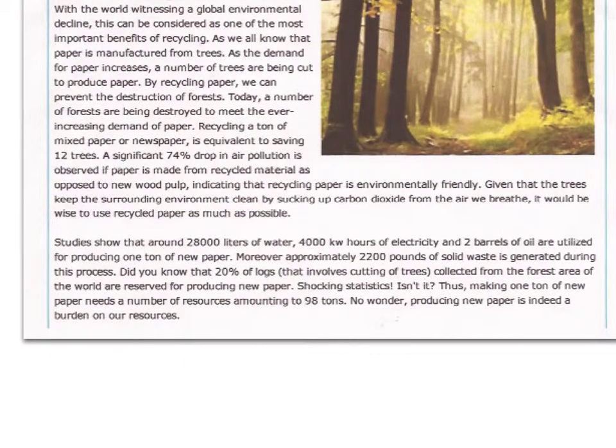Studies show that around 28,000 liters of water, 4,000 kilowatt hours of electricity, and 2 barrels of oil are utilized for producing 1 ton of new paper. Moreover, approximately 2,200 pounds of solid waste is generated during this process. Did you know that 20% of logs, that involves cutting of trees collected from the forest area of the world, are reserved for producing new paper? Shocking statistics, isn't it? Thus, making 1 ton of paper needs a number of resources amounting to 98 tons. No wonder producing new paper is indeed a burden on our resources.